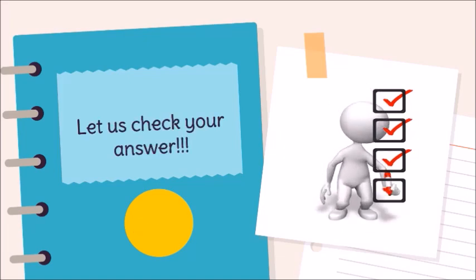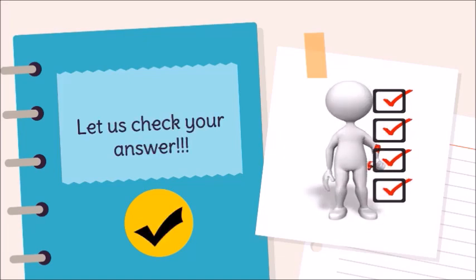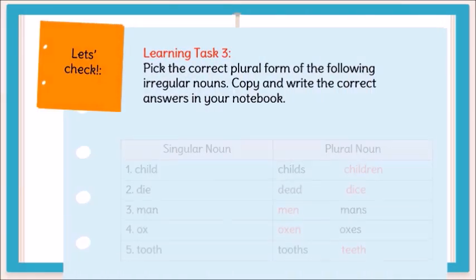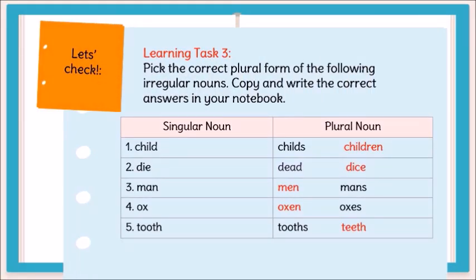Let us check your answer. Let us check learning task 3. Singular noun. Number 1. Child. Plural noun. Children. Number 2. Die. Plural noun. Dice. Number 3. Man. Plural noun. Men. Number 4. Ox. Plural noun. Oxen. Number 5. Tooth. Plural noun. Teeth.